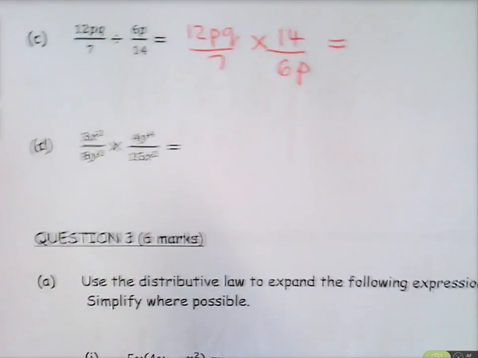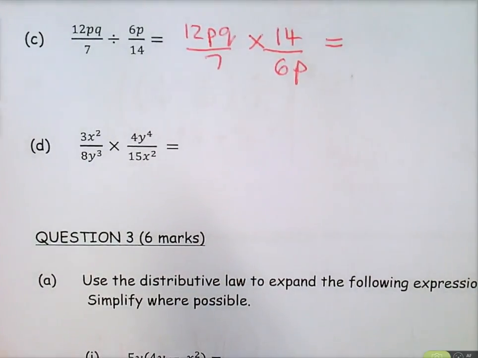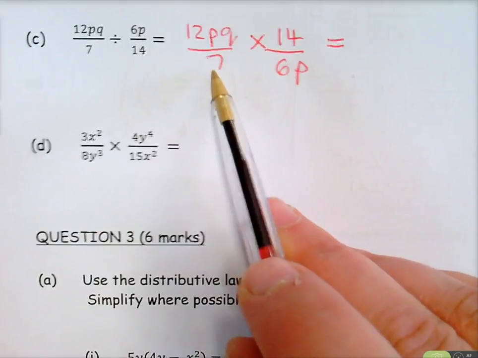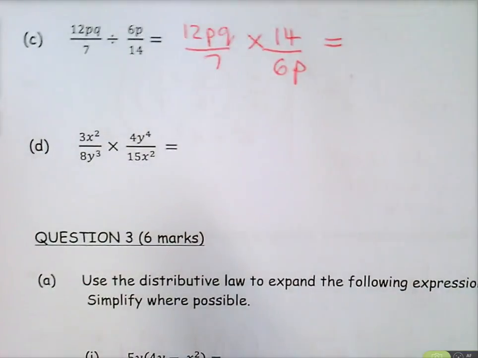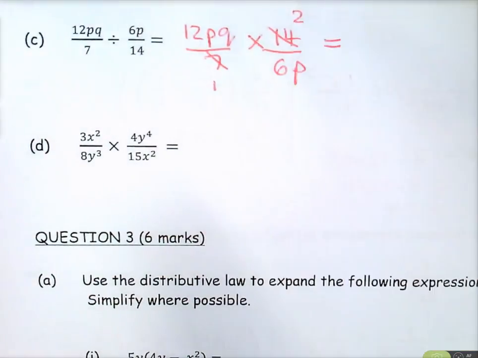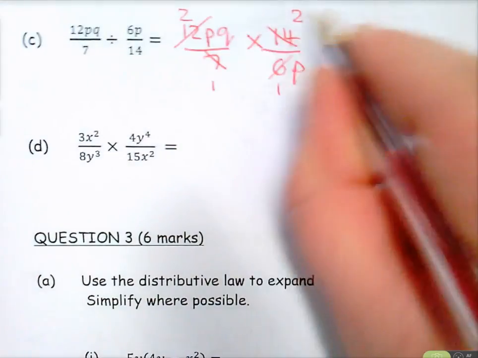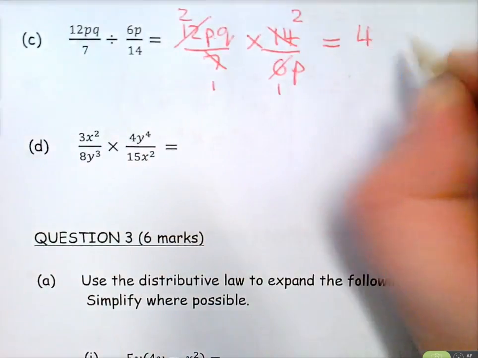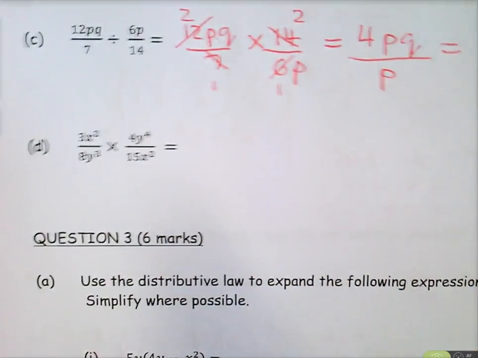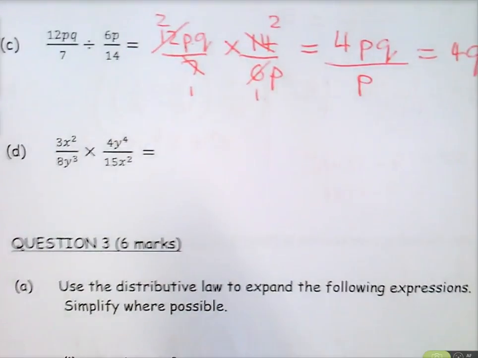We should do some cancelling before we start. You do have a calculator. You could go 12 times 14 divided by 42 if you wanted, but the idea is to do some cancelling. Now we know we've got cancelling with the 7 and the 14, and we know that there's cancelling with the 6 and the 12. So at the moment I've got 4 on the numerator PQ over 1P. And now the P's cancel as well, and we end up with 4Q.